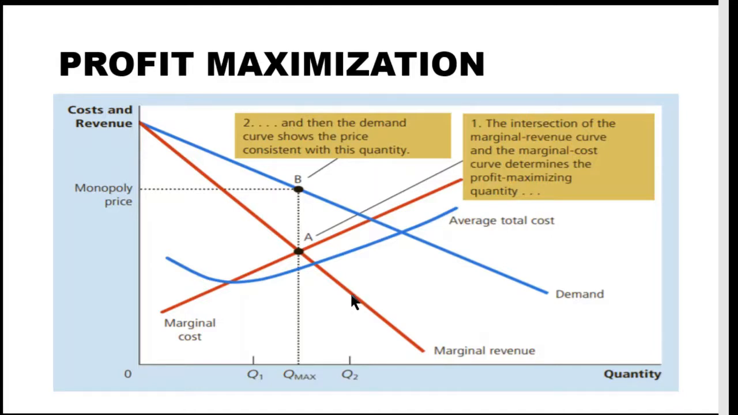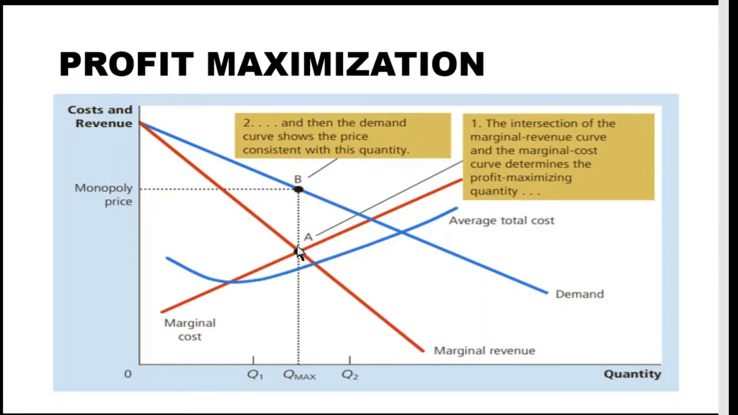If we reduce the quantity, there is profit, because at this point, Q2, the cost is higher than the revenue. So it's better if we reduce the production. In the end, the firm can adjust the level of production until it reaches Q max, this point, where the marginal revenue equals the marginal cost. So here they are equal. The monopolist's profit-maximizing quantity is determined by the intersection of the marginal revenue curve, which is this one, and the marginal cost curve.